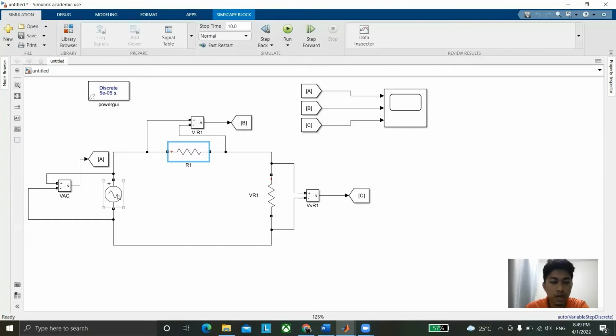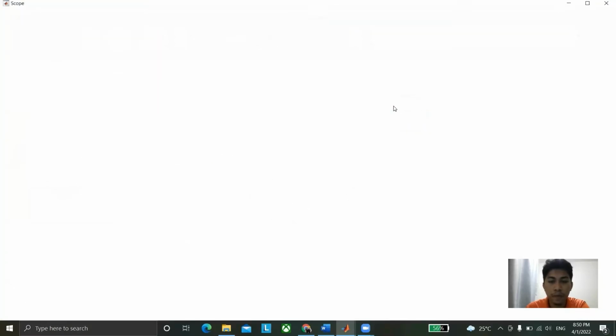For your information, our AC voltage source, we use 14.6 volts and our frequency is 50 Hz. For R1, we use 100 ohms, and for our variable R1, we use 1000 ohms. And now I will run the simulation first. Then after we run the simulation, I will click the oscilloscope here to see the graph.